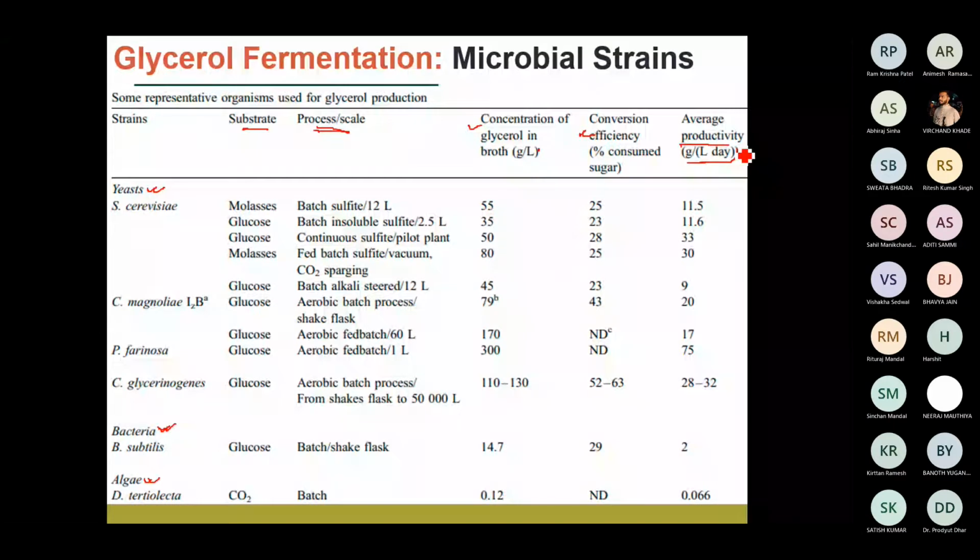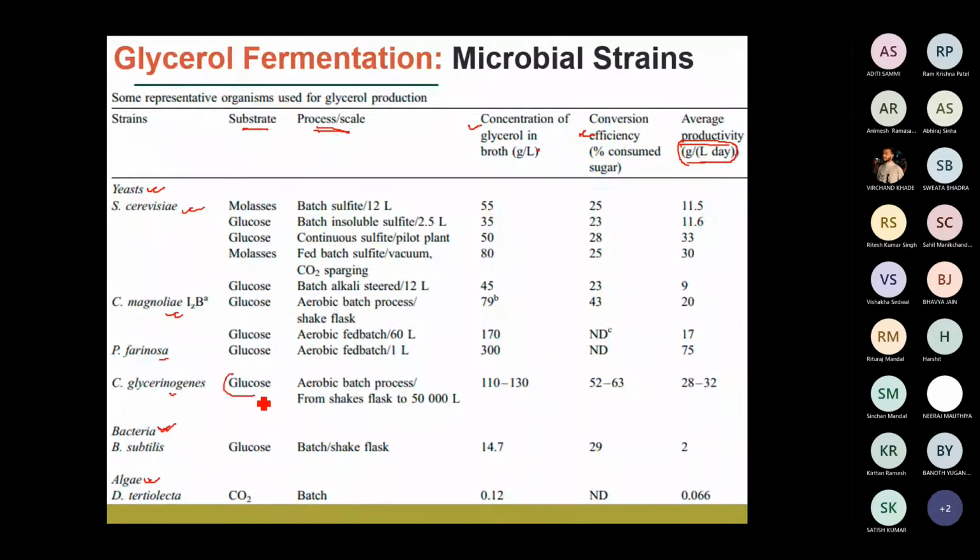So if we compare the different yeasts, for example Saccharomyces cerevisiae, Candida magnoliae, P. farinosa, and others, we can see that if we use readily metabolizable sugars, glucose, which we know can be easily metabolized compared to the mixed sugars like in the case of molasses, as a pure carbon source, there is a significant difference in the productivity.